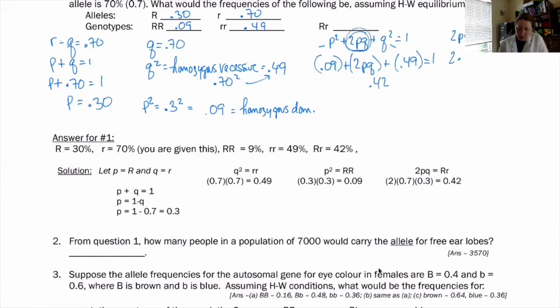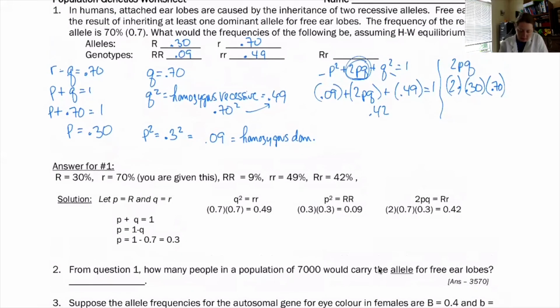So 2 times my p, which is 0.3, parentheses better, times my 0.70 gives me the exact same thing. So it really doesn't matter which way you choose to go about it, you're going to get the exact same answer. So 0.42 is what we get. Okay.